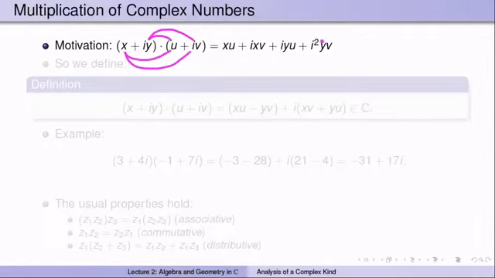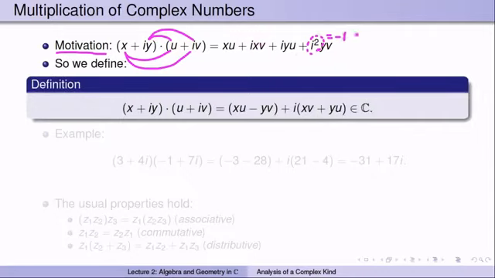Now, if i indeed has the property that i squared is negative 1, then this should really just be a minus 1 here. This is a motivation, the thought that goes into the following definition. If this is supposed to be true, then the real part of this number will consist of this xu, because there's no i in there, and this term right here, because i squared is minus 1, so minus yv is also a real number. So the real part of the product of these two complex numbers should be xu minus yv. And the imaginary part would be this together with this, so xv plus yu. And indeed, that's how we define our multiplication.